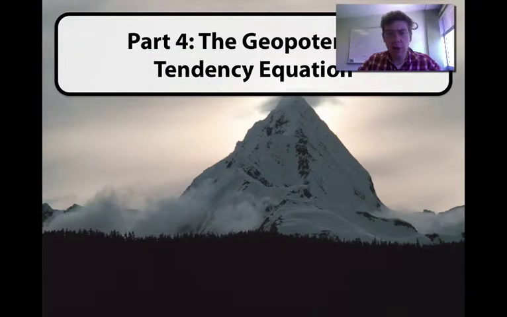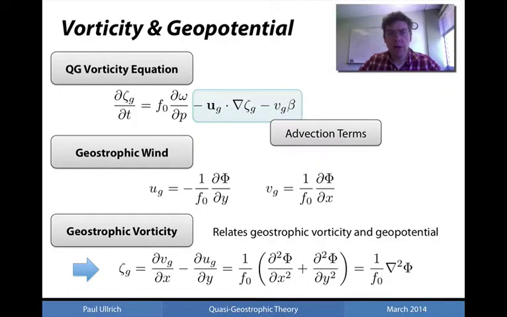Today we'll be looking at Part 4, the geopotential tendency equation. So we'll be looking at an extension of our analysis of synoptic scale waves from the first three parts in order to examine how exactly geopotential will be evolving in those waves. So recall vorticity and geopotential.